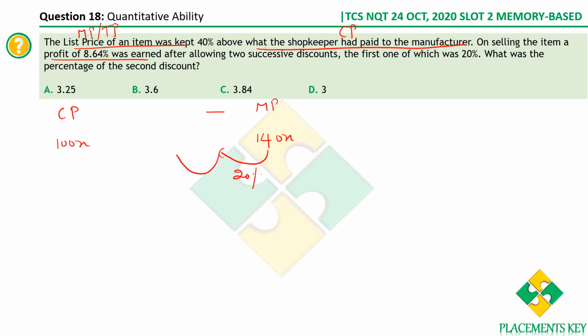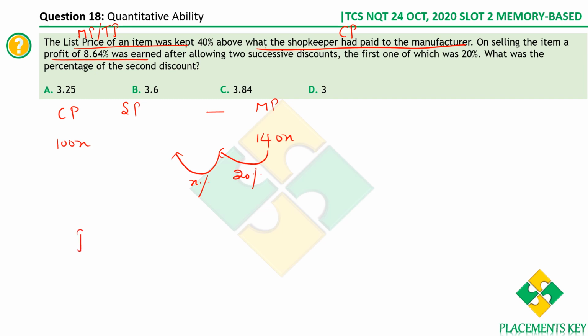Again on this, some percentage of discount was given. So finally you get the selling price, on which 8.64% profit is earned. So what would have been the selling price? The profit would be 8.64 into 100x, which is 8.64 by 100 into 100x.